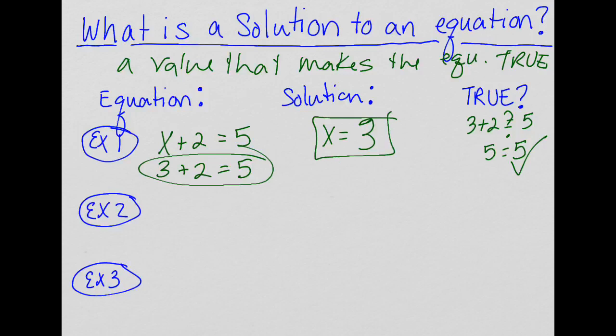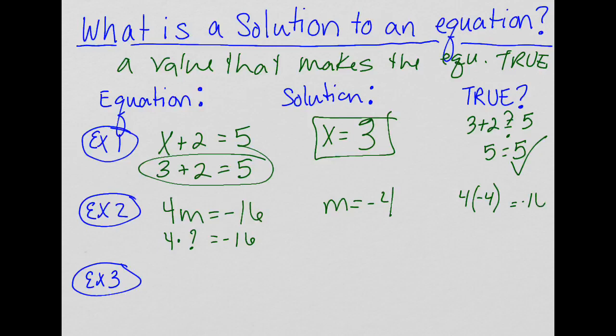So for another example, 4m equals negative 16. I have to ask myself, what value would make this equation true? So what number would go in for m? 4 times what equals negative 16? Well, negative 4. Does this make it true? Well, if I substituted it in, 4 times negative 4 is negative 16. Negative 16 is equal to negative 16. So I know m equals negative 4 is my solution.